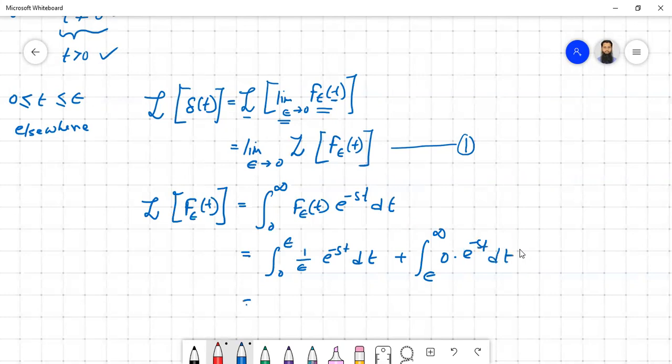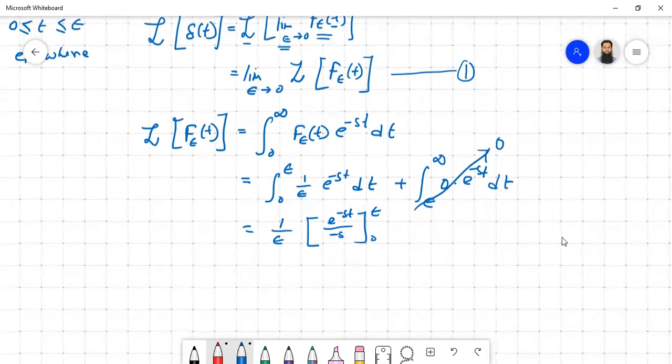So what we are going to get here is, because 1 by sigma is a constant, 1 by sigma can be taken outside, and the second part is definitely going to become 0, multiplying with the 0. So what we are left with is e to the power minus st by minus s. Then you have to apply the limit 0 and epsilon.